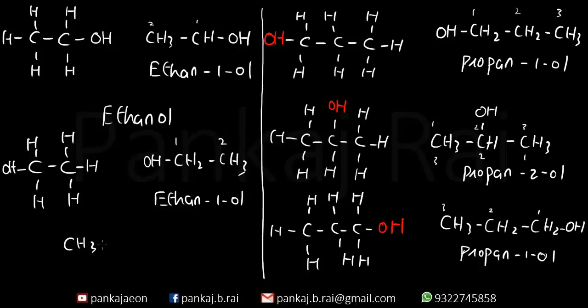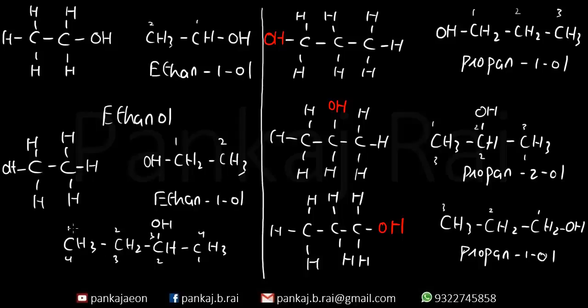Let's say we are having CH3, then CH2, then CH, and there is an OH group attached to this. And there is one more, which is CH3. Alright, now as you can see, this is butane. Now butane has been converted to butanol. Now about numbering. There are two ways of numbering, either left to right 1, 2, 3, 4, or right to left 1, 2, 3, 4.